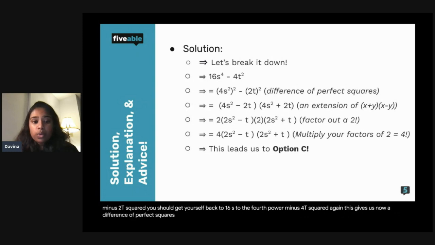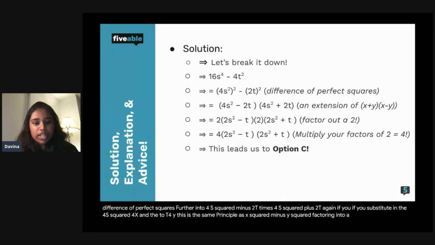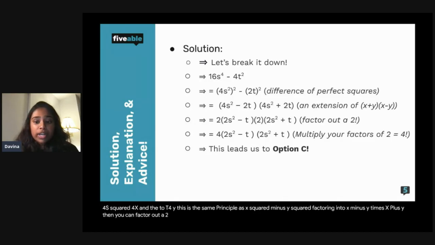So then we'll break this down further into 4s squared minus 2t times 4s squared plus 2t. Again, if you substitute in the 4s squared for x and the 2t for y, this is the same principle as x squared minus y squared, factoring into x minus y times x plus y. Then you can factor out a 2, multiply your factors of 2 to give you 4, and that would lead us to option C.